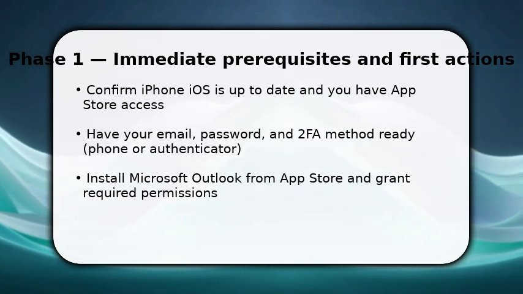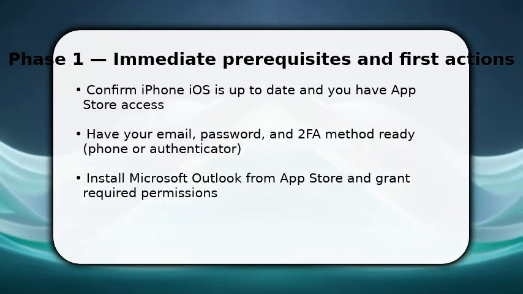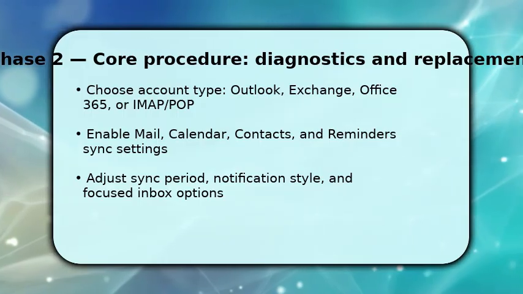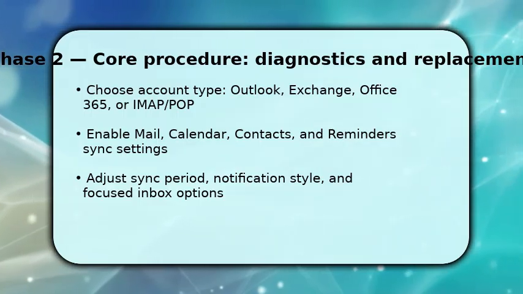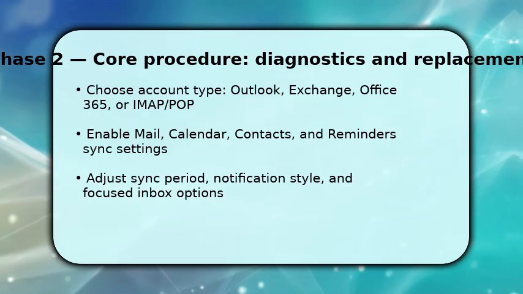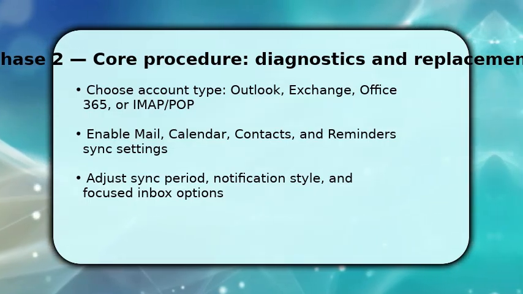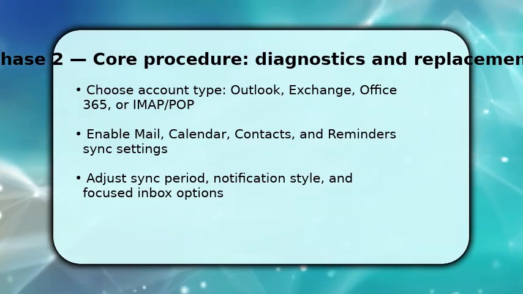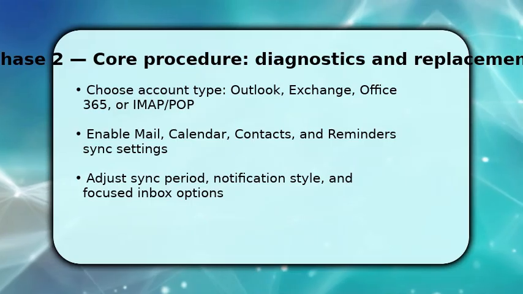Once signed in, you must choose the correct account type. Pick Exchange or Office 365 for full sync, or IMAP for basic mail only. Then, enable Mail plus Calendar and Contacts if you want integrated scheduling and address books. This explains why Exchange is preferred, because it supports two-way sync.